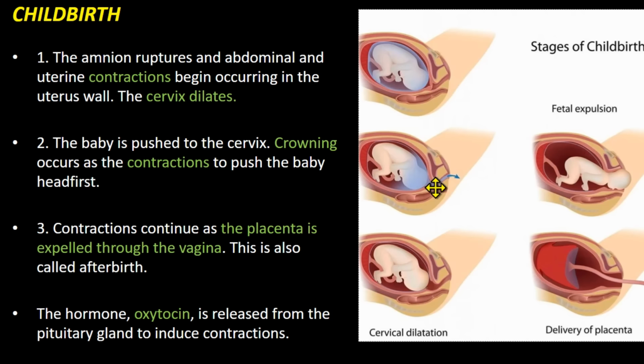Remember, the cervix is going to dilate, it's going to become wider, and crowning is going to occur as the head emerges through the vagina. Contractions are going to continue to push the baby head first. There are going to be more and more contractions even after childbirth because the placenta also has to be expelled from the vagina. This is called the afterbirth.